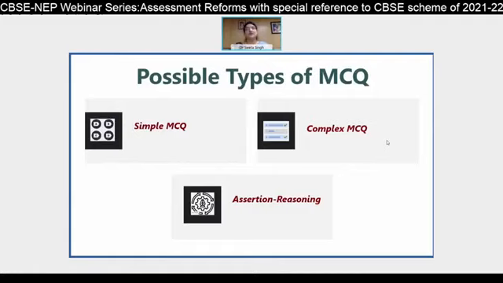Now we come to the possible types of MCQs which we can have. So one is simple MCQs, the next is complex, and the third is assertion and reasoning. Next, I have a few slides which are examples of these typologies of questions. They are largely science questions, but I'm sure you will get other good examples for other subjects also. Let's go to the next slide.